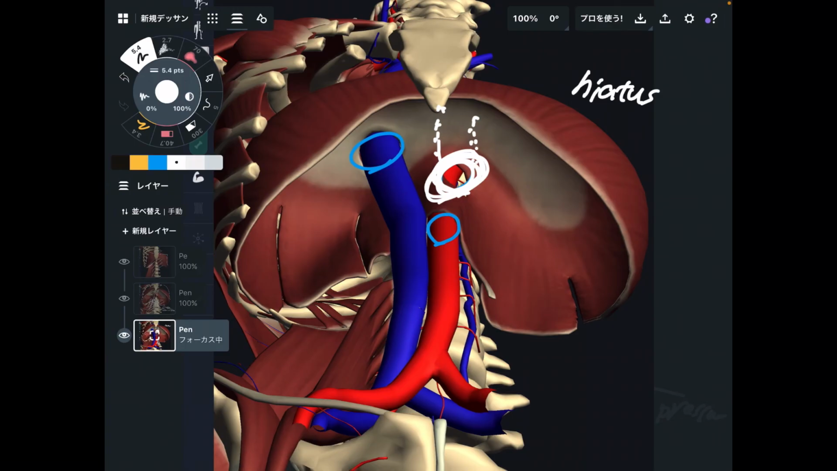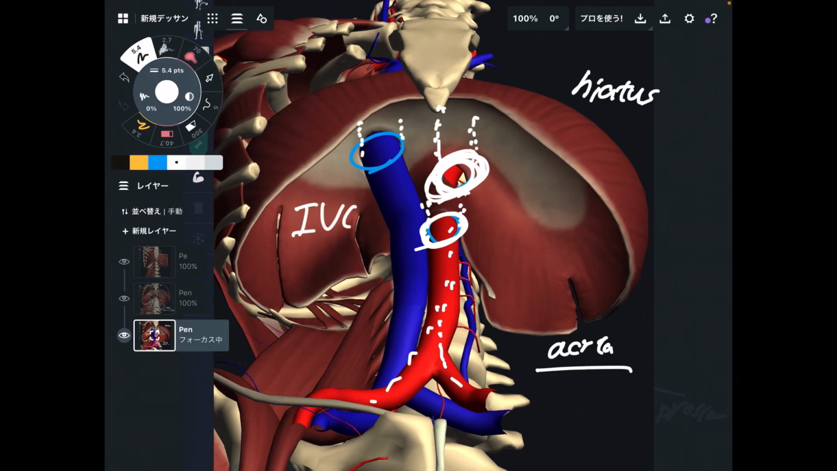There are 2 more tissues penetrating diaphragm. What is this part? This is abdominal aorta. Yep, this hiatus is for abdominal aorta. One more thing. This is inferior vena cava. This hiatus is for inferior vena cava. There are 3 hiatus. Hiatus for esophagus, abdominal aorta, and inferior vena cava.